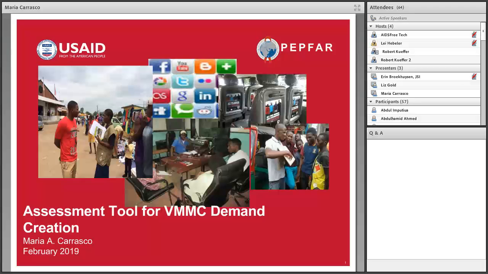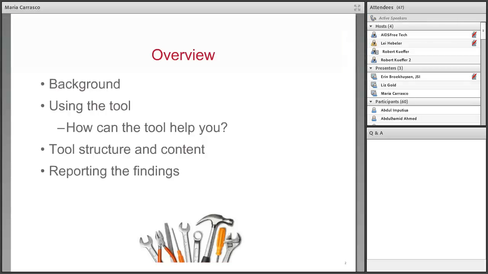If you have wanted to assess your VMMC demand creation efforts and at some point have had trouble knowing where to start, how to maximize your time, or what aspect of VMMC demand creation to assess, well, this is the tool for you. I'm happy that you are here with us to know a little bit about this tool. In my presentation, I'll give you a brief background on the tool development and also details on how to use the tool, tool structure and content, and finally suggestions on how to report results.